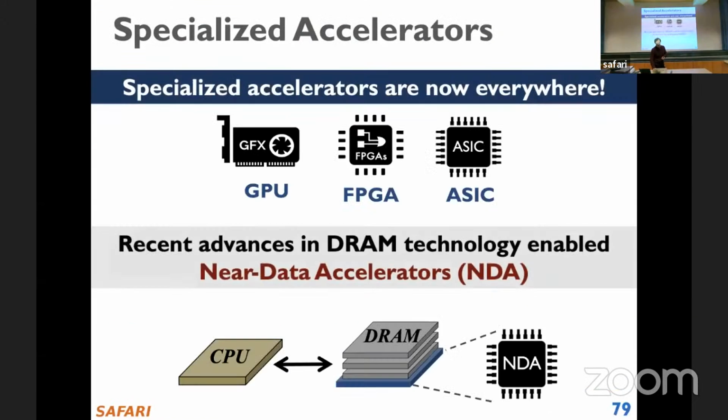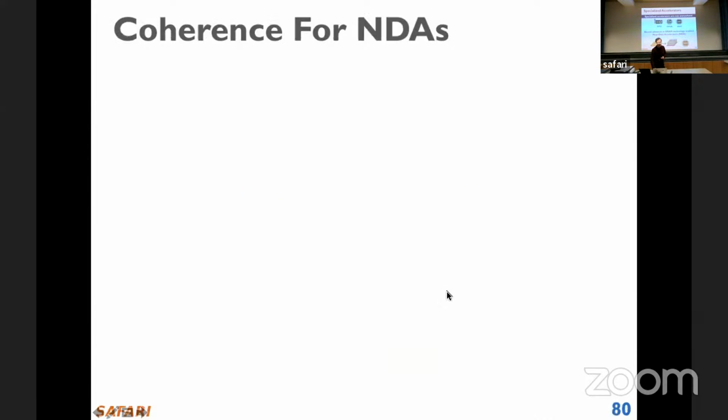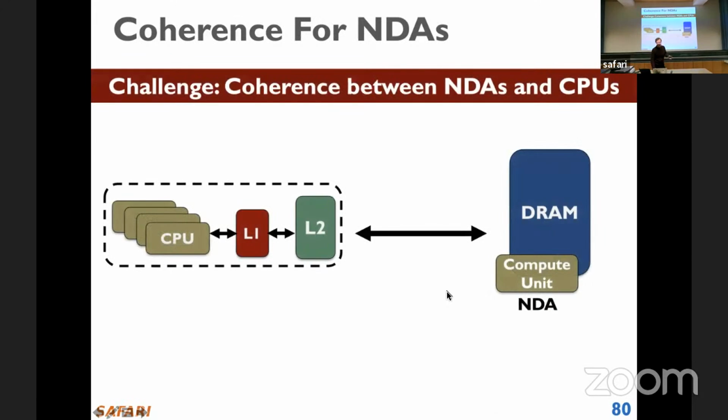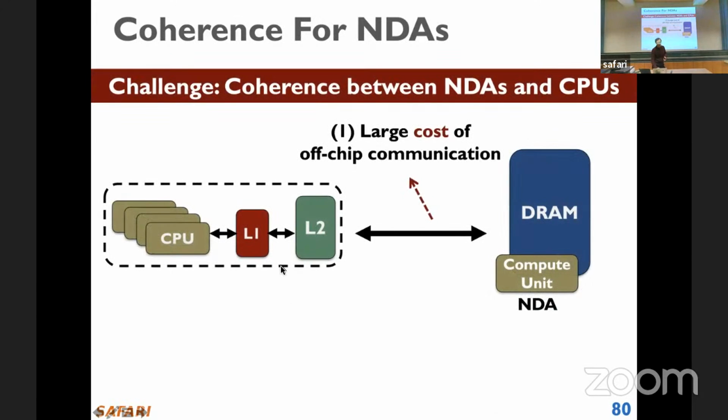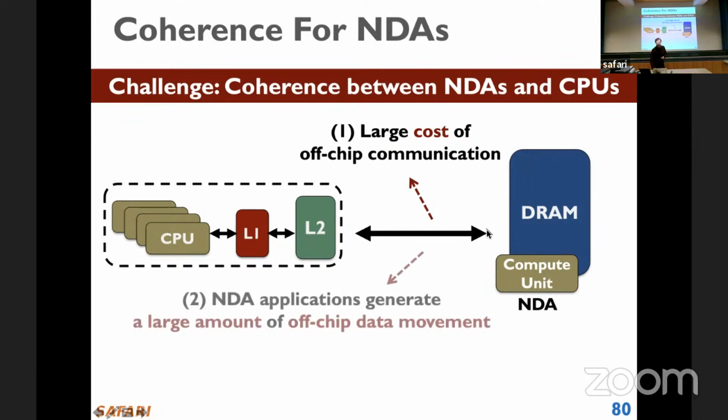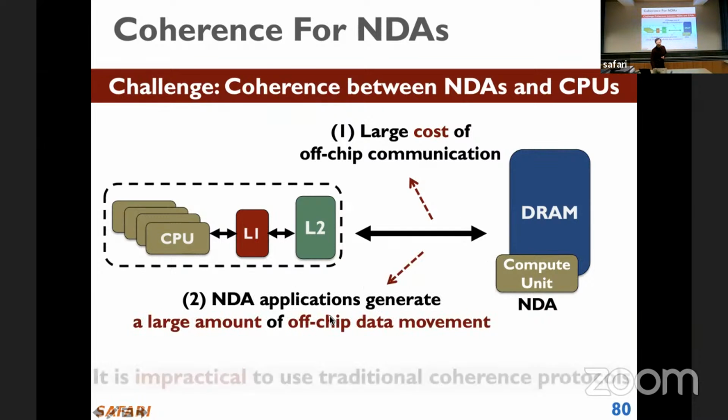So, okay, let's go through this relatively quickly because I think a lot of these are background. I just copied and pasted some of these slides. You can take a look at them on your own. But basically, this work is trying to provide coherence to near data accelerators. Essentially, when you offload some computation to a compute unit on the memory side, clearly you have a large cost of off-chip communication. And these applications generate a large amount of off-chip data movement.